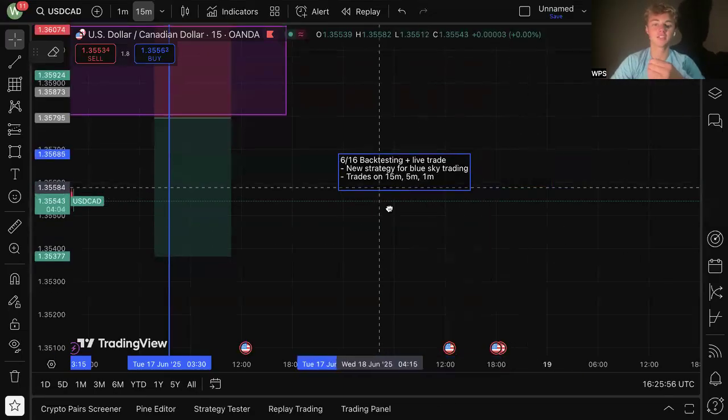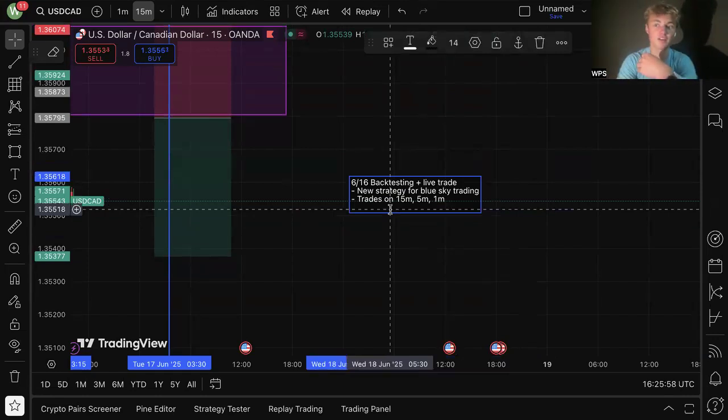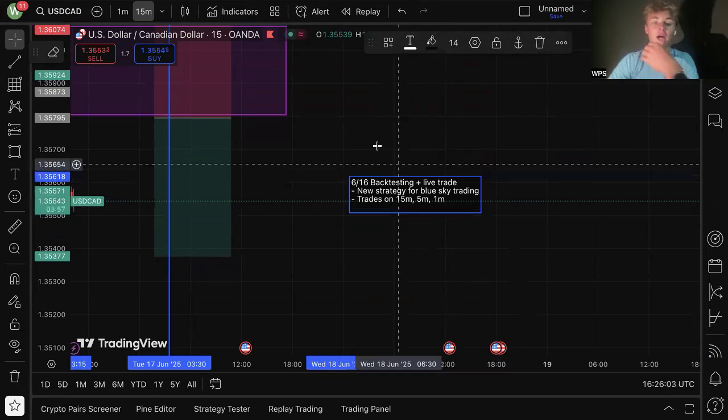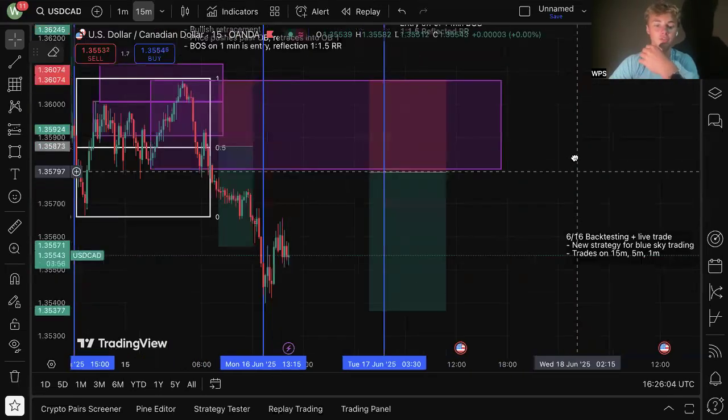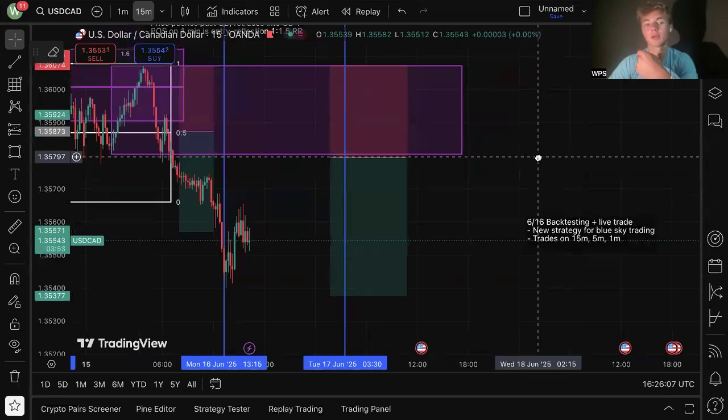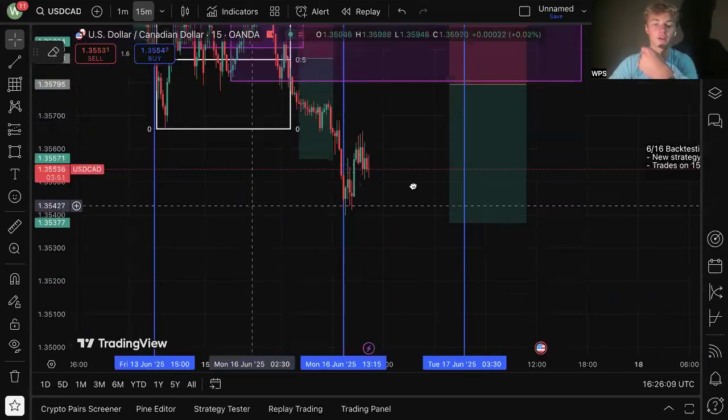June 16th today, I did some back testing, found 5 trades as usual, and have one live trade that I'm currently in. I wanted to emphasize a new strategy for blue sky trading, or when I'm trading without a clear stop loss or previous area of liquidity.